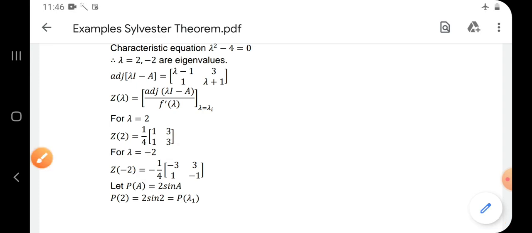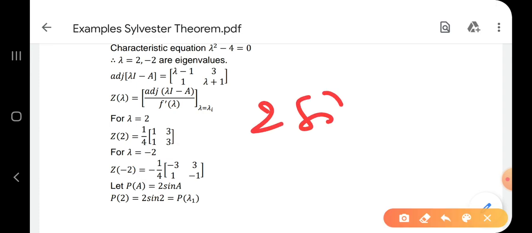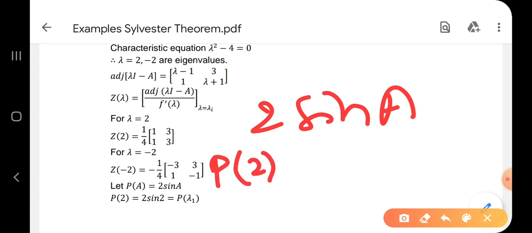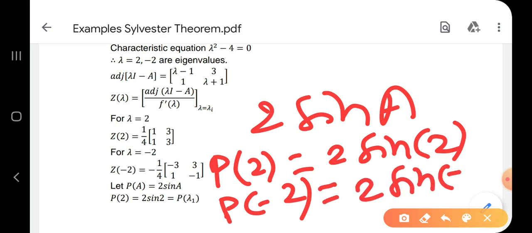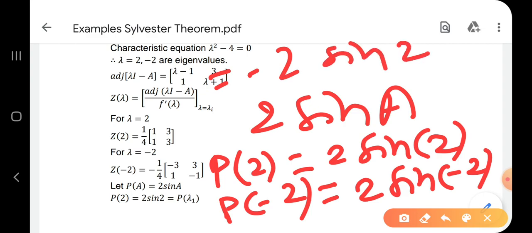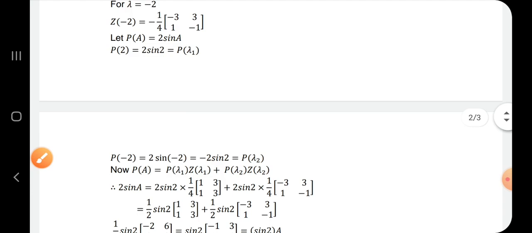P of A we have already taken as 2 sin A. Correct? Put lambda equal to 2 here, so that I get P of 2, that is 2 sin 2. P of minus 2: 2 sin minus 2. What is sin of minus theta? Minus sin theta. So this term I can write as minus 2 sin 2. Right? So this is our equation number 2. Correct? Now complete the problem.